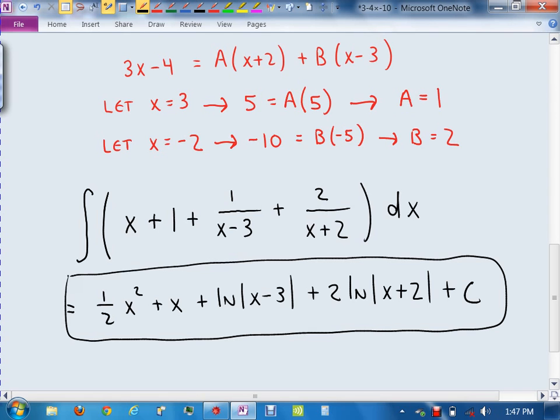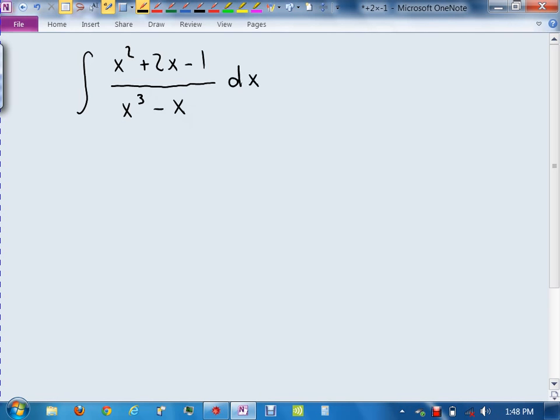So I'm not going to go through this problem completely, this next one. I'm just going to set it up and see how you would do on your own with it. What about something like this? Integral x squared plus 2x minus 1 over x cubed minus x dx.